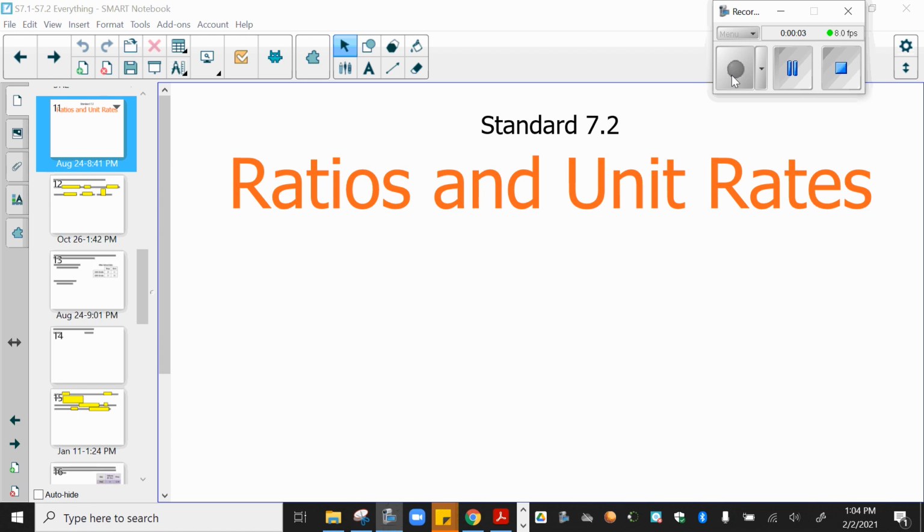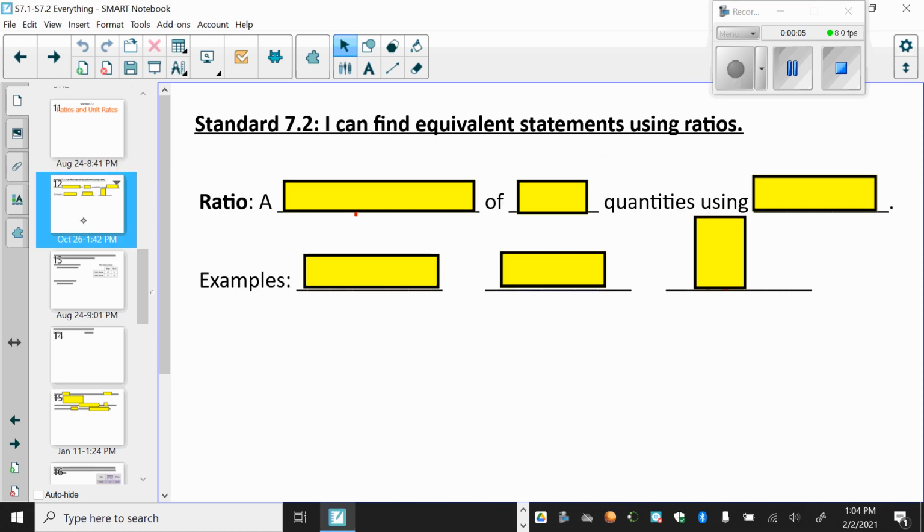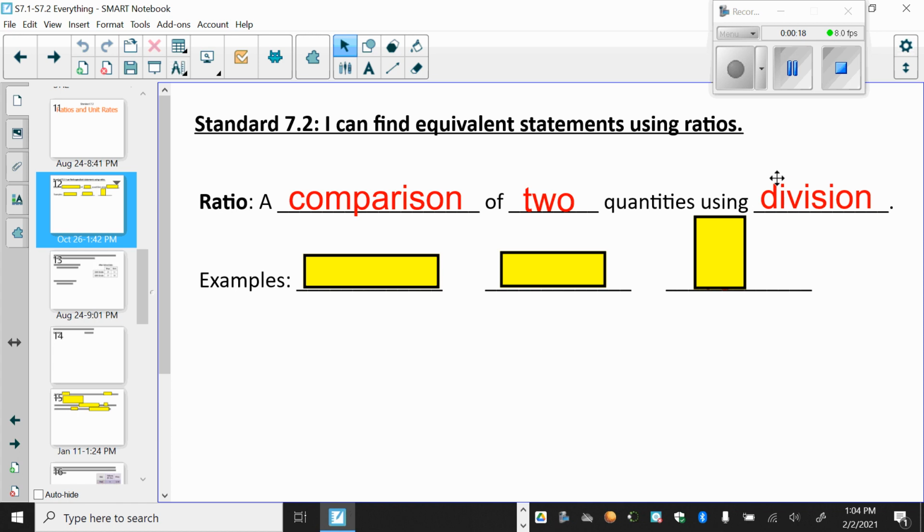Hi, Standard 7.2, ratios and unit rates. Standard 7.2: I can find equivalent statements using ratios. So let's define. A ratio is a comparison of two quantities using division.